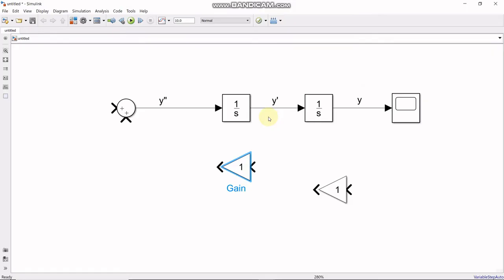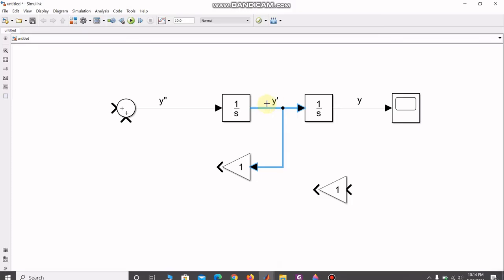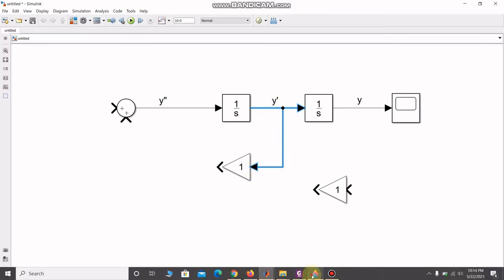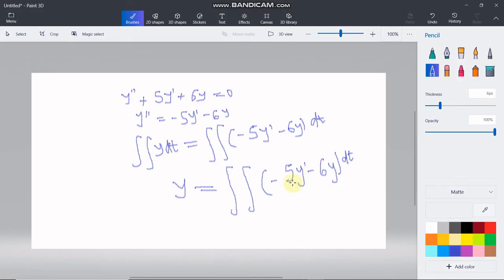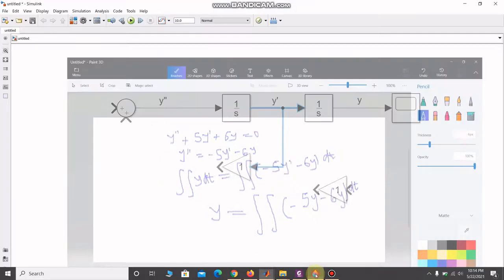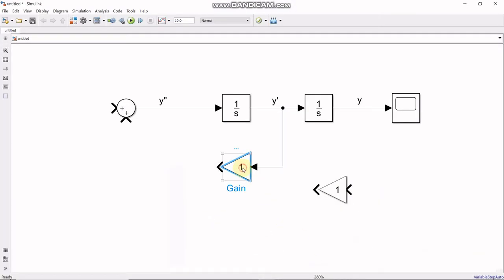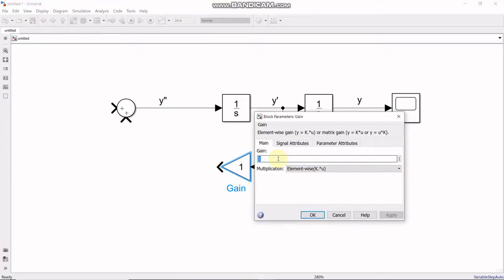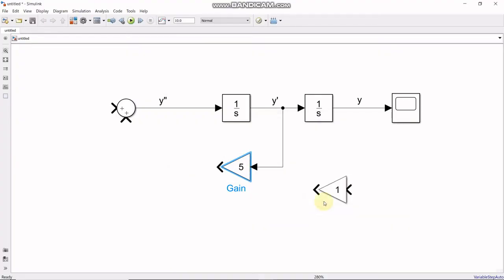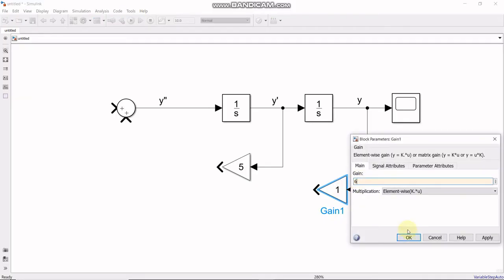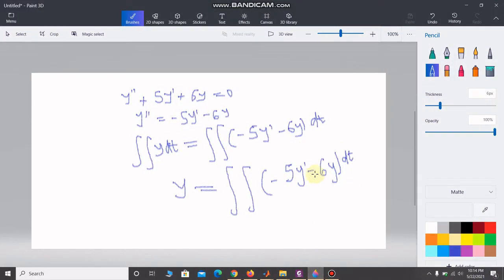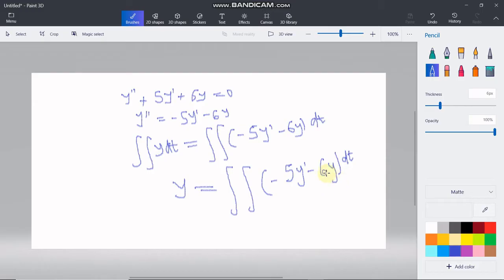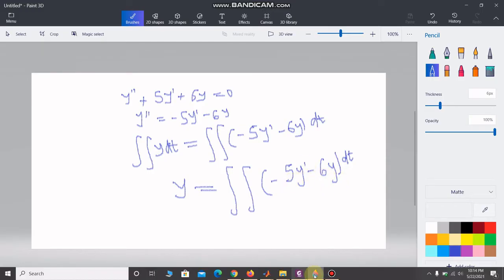So here we can hold control to branch this line, because my y prime will go in and it's going to gain 5. So I'll change this to 5. Double click, left double click, change this to 5. And my y will gain 6. That is 6. So this is what we have done. Y is gaining 6 and y prime is gaining 5.